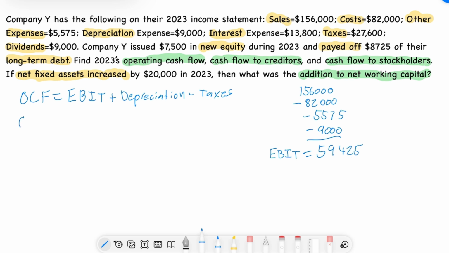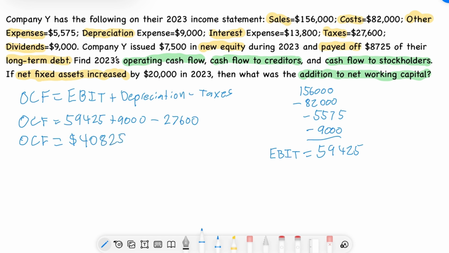So now we can find our operating cash flow. That's going to be $59,425 plus the $9,000 in depreciation minus our taxes, which is $27,600. We'll get an operating cash flow when we total this together of $40,825.